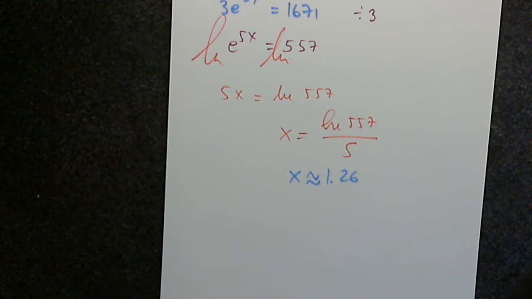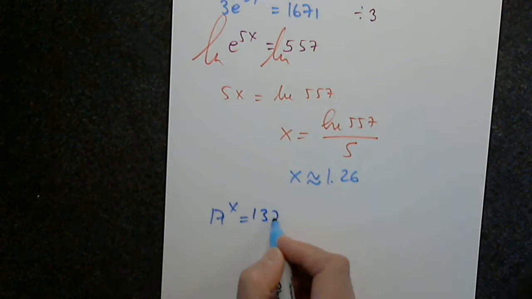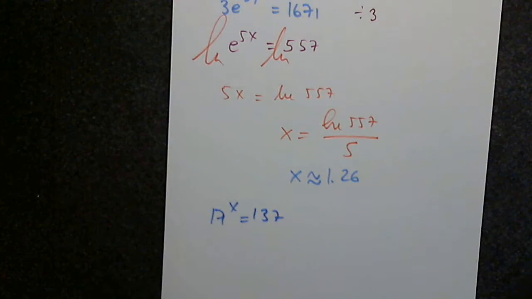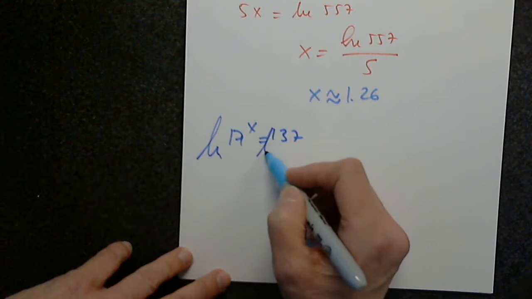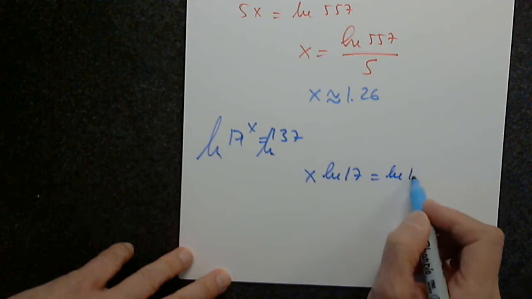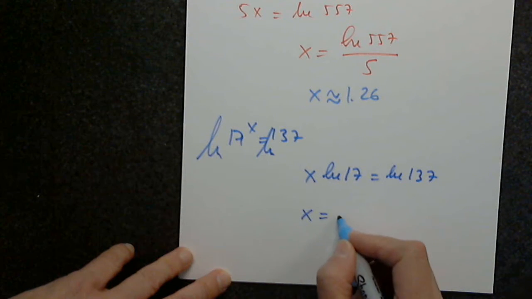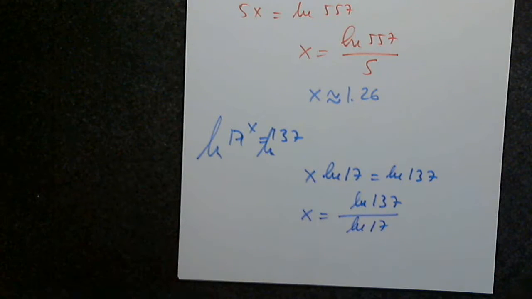And the other question, let's take a look. It's the same type of problem. 17 to x equals 137. So we don't have anything to do here other than applying natural log. So x times natural log of 17 equals natural log of 137. So x equals natural log of 137 over natural log of 17.